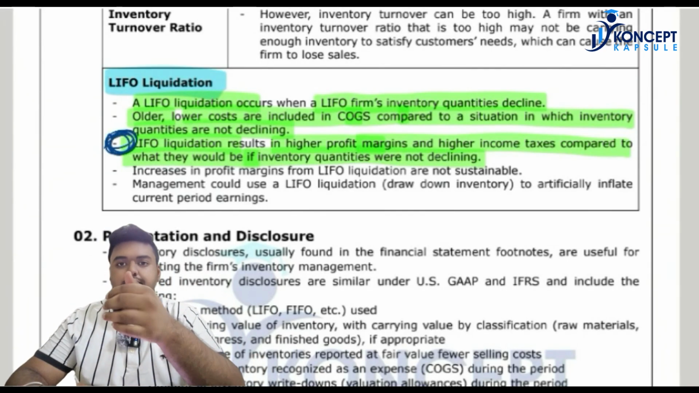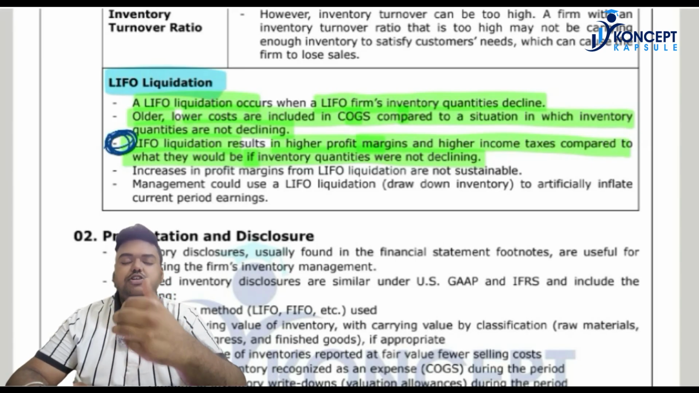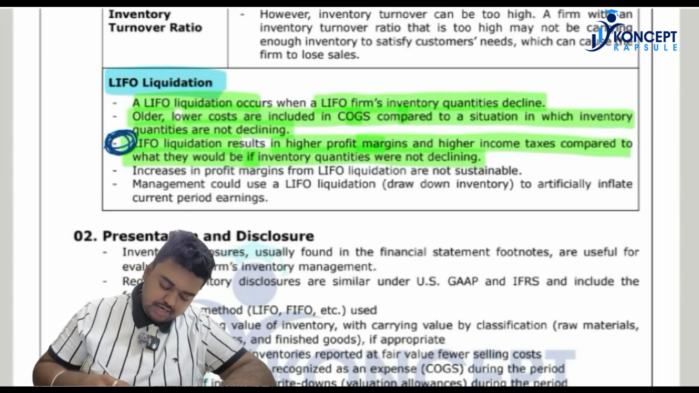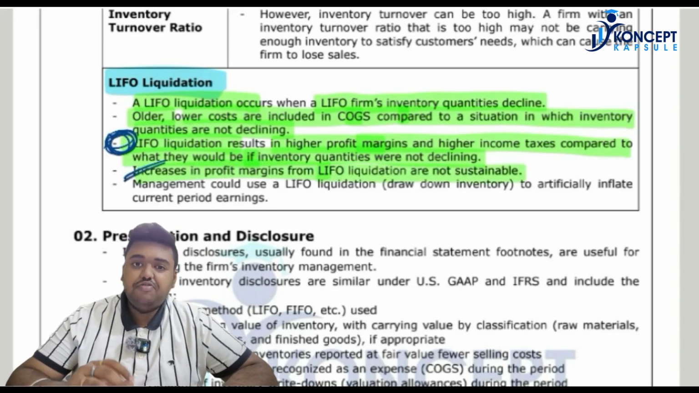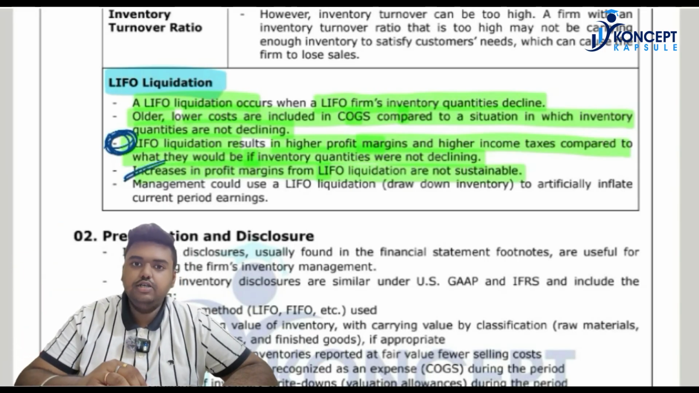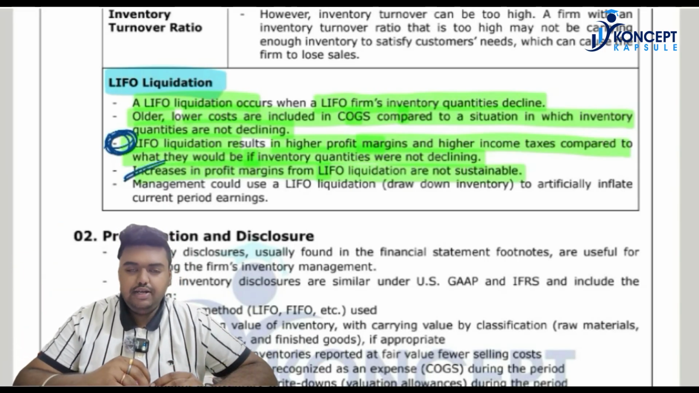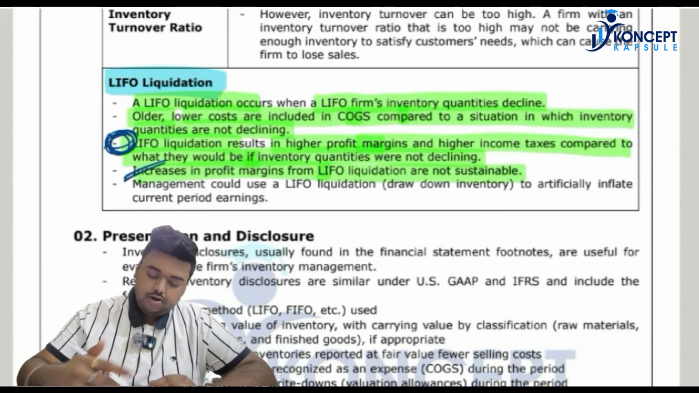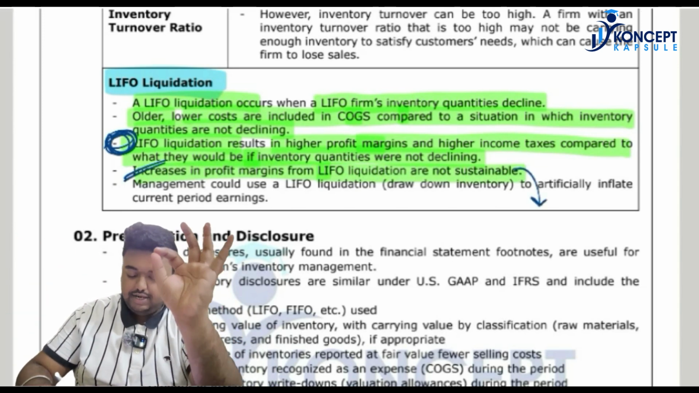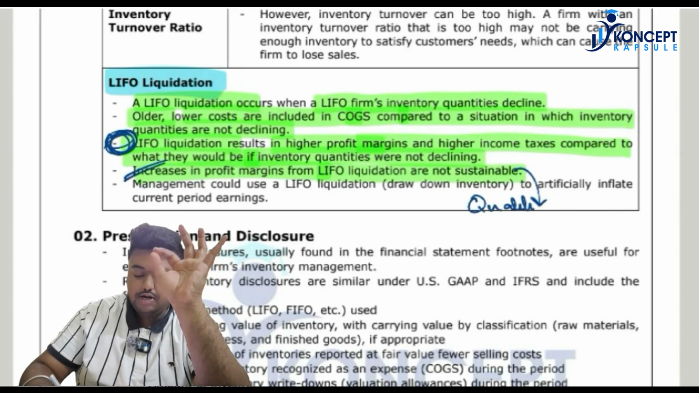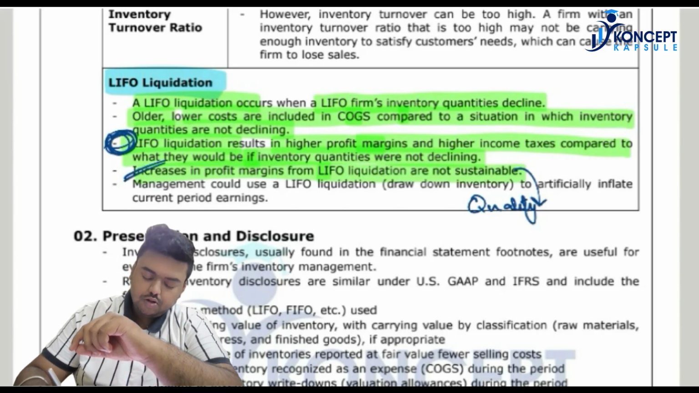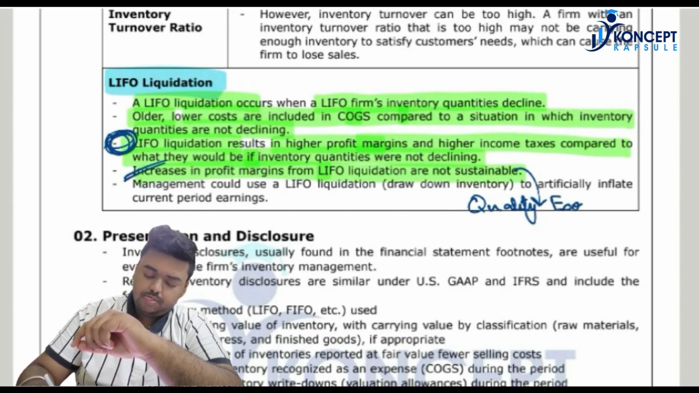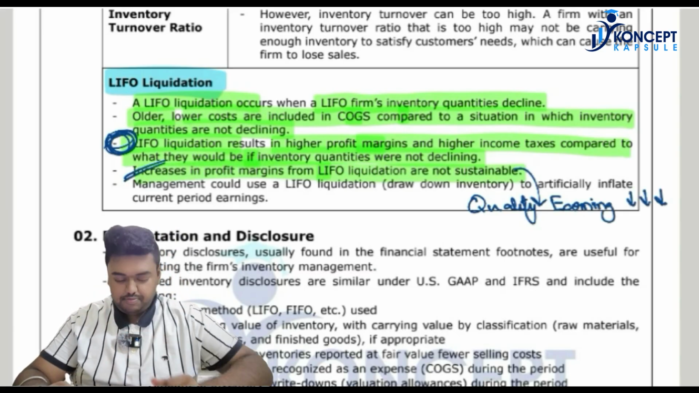You may be simply asked a direct question: in case of LIFO liquidation, tell the impact on profits or taxes. Increase in profit margin from LIFO liquidation is not sustainable. Very important again, because this profit is driven by a sudden decrease in the quantity of goods, and because you are following LIFO, you won't be able to sustain it for longer. Thus the quality of earnings, mark my word, very important. Earnings quality is an important aspect in financial reporting analysis. So quality of earnings reduces because this is not a quality earning.